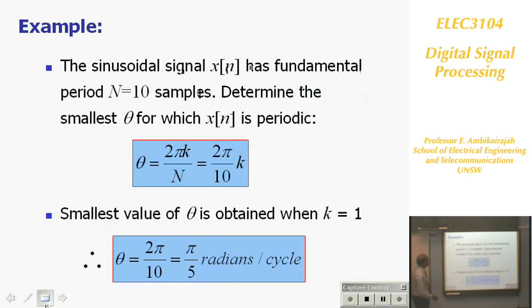Here is one more example. Again, you have been told that the fundamental period n is given and you must find theta. So you write theta is equal to 2 pi k over n, and k is the smallest value, k equal to 1. So theta is equal to 2 pi over 10, which is pi over 5 radians. So these are just for the sine waveform, how to calculate.